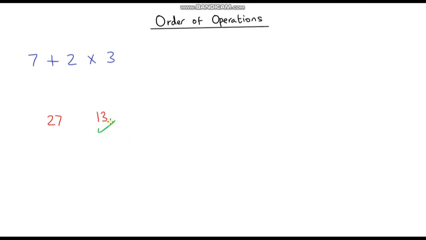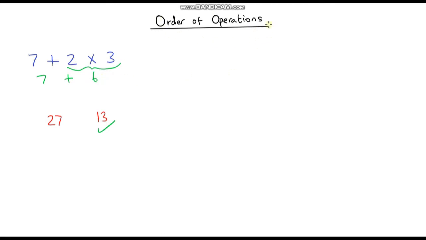The reason why the answer is 13 is because 2 times 3 gives us 6. And then we've got 7 plus 6. 7 plus 6 does give us 13. And this is all because of the orders of operation in which we do things in maths. There are a set of rules that we have to follow in maths, and it all relates to the order in which we perform calculations.